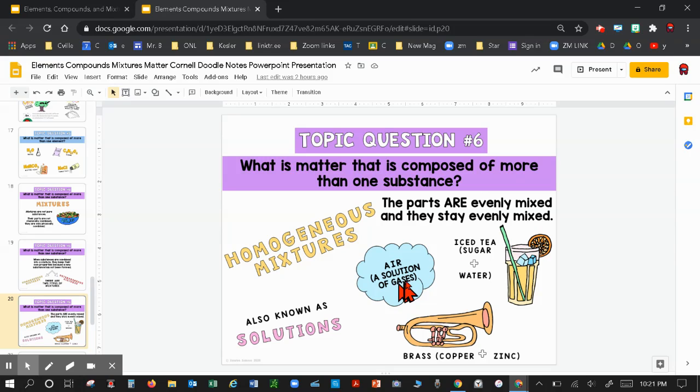Air is another homogeneous mixture. These can also be called solutions. Solutions are basically just parts of solutes or powders, usually sugars or salts, etc., that get mixed into a liquid, and they're mixed so well that they look the same all the way throughout. Brass is an alloy basically of copper mixed with zinc, giving you the same material all the way throughout. These are examples of homogeneous mixtures.